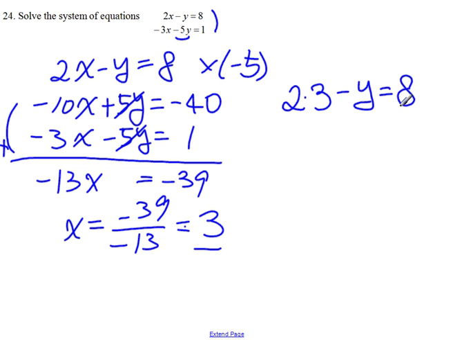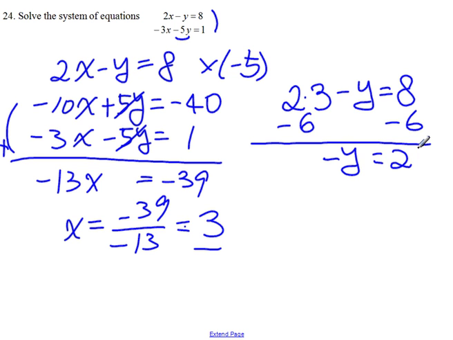And this is a linear equation again in one variable, so we can just solve the equation by isolating y. First we subtract 6 from both sides to remove this term, 2 times 3, since 2 times 3 is 6. Then we get -y on the left and 2 on the right. So what is y? y is -2.